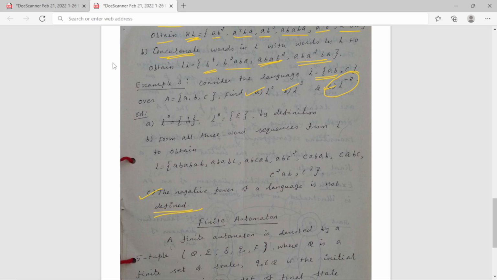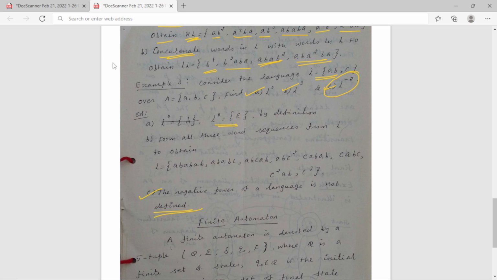If it is L power 0, it consists of only epsilon alone. The set consists of only epsilon alone. Epsilon means the string has length 0. So L power 0 means the language consists of only the string epsilon alone.